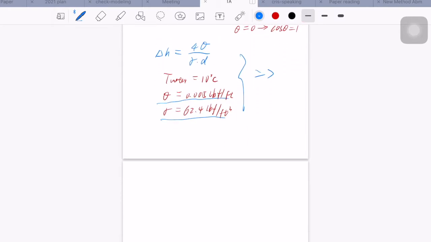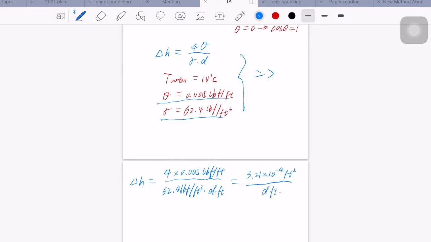So now we can get that delta H equals 4 times 0.005 pounds force per feet over 62.4 pounds force per cubic feet times d feet. And this value is 3.21 times 10 to the power of negative 4 square feet over d feet.